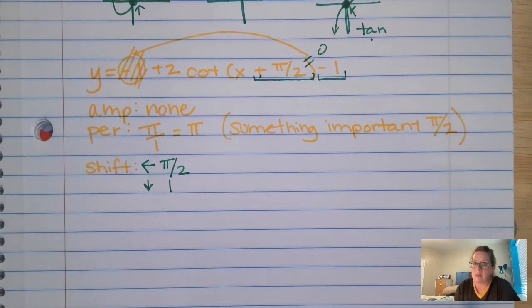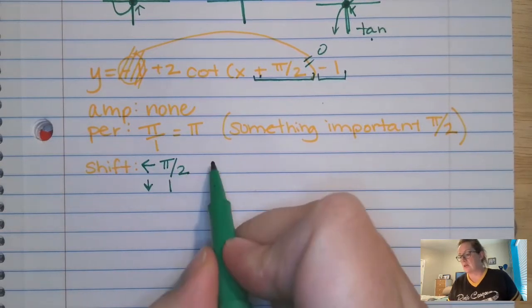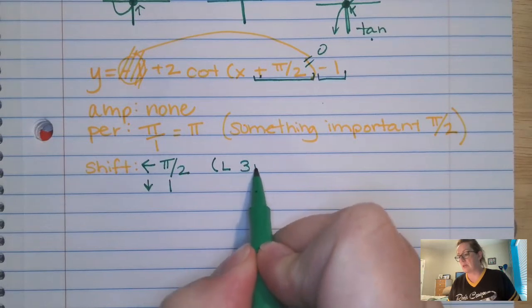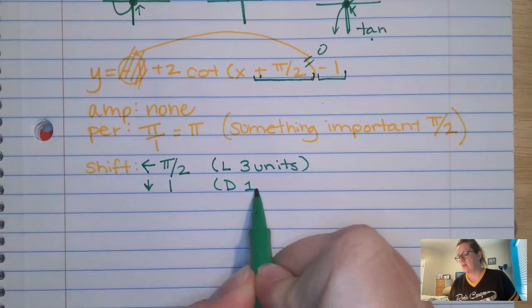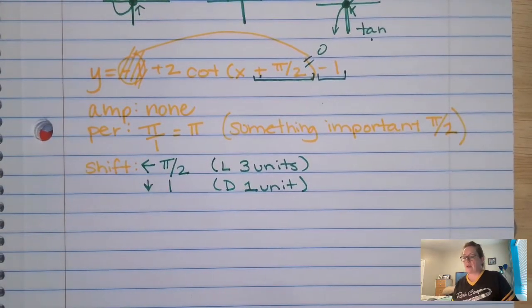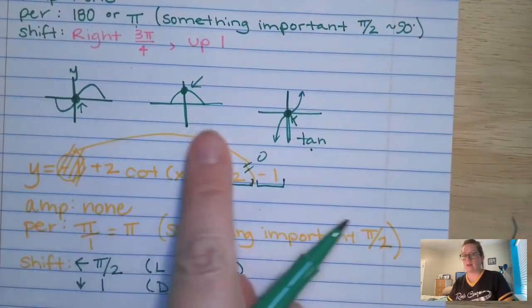Okay, and then don't forget, based on these graphs, I think it's easiest to figure out what kind of units we're talking about. So in this manner, 1 unit on my graph is 30 degrees. This is pi over 2. Pi over 2 is 90 degrees, so this really is going to be left 90 degrees, which is 3 units. And this one's going to be down 1 unit. Okay. Just like we talked about all this, guys, right?